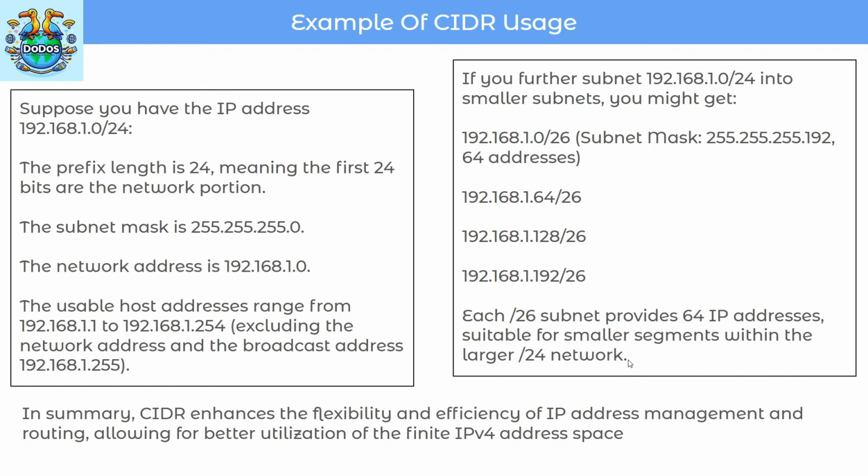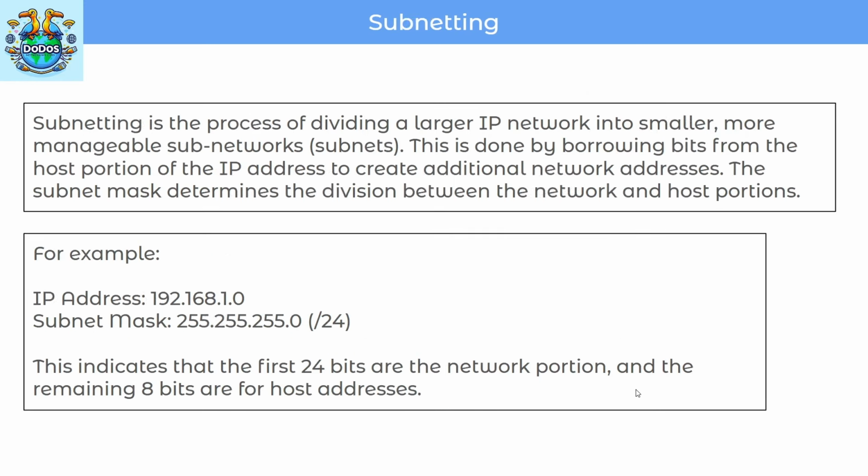Say there was an office, you can have one network for the janitors, one network for the engineers, one network for the doctors, something like that. In summary, CIDR enhances the flexibility and efficiency of IP address management and routing, allowing for better utilization of the finite IPv4 address space.